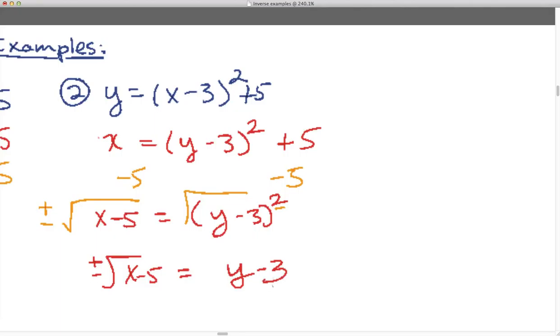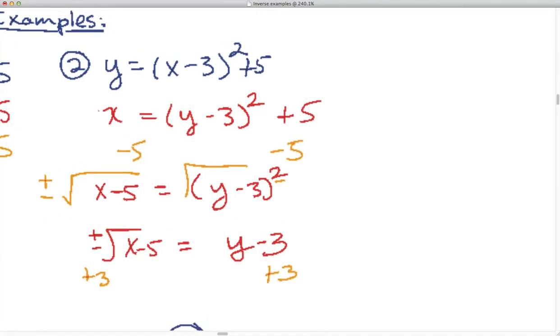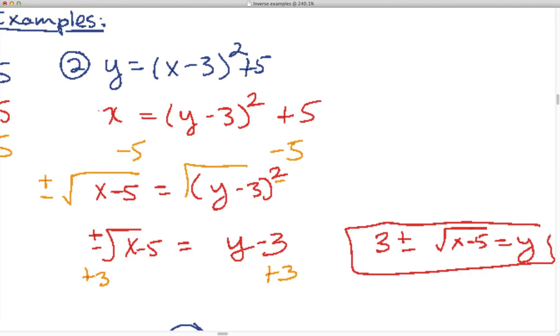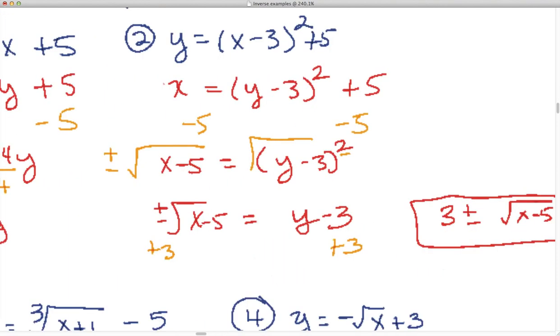And then the only thing left to do is to add this 3, because it's the only thing left on the same side as the y. And your final answer would be, I'm going to squeeze it off to the right here, y equals 3 plus or minus the square root of x minus 5. Okay. Let's look at another one.